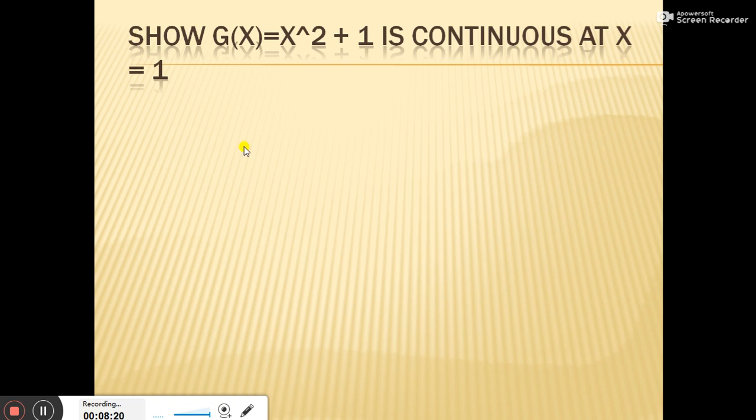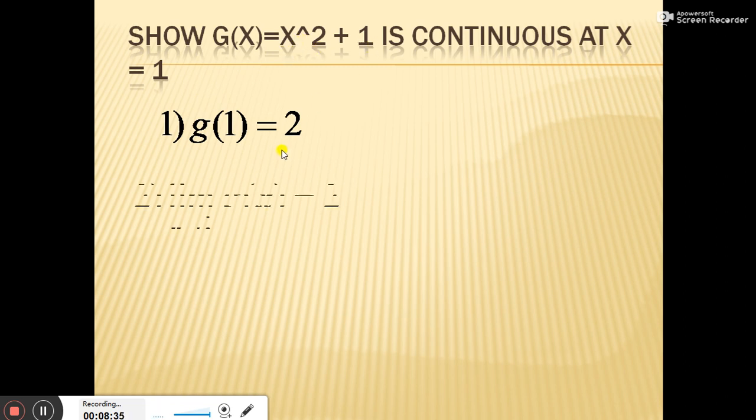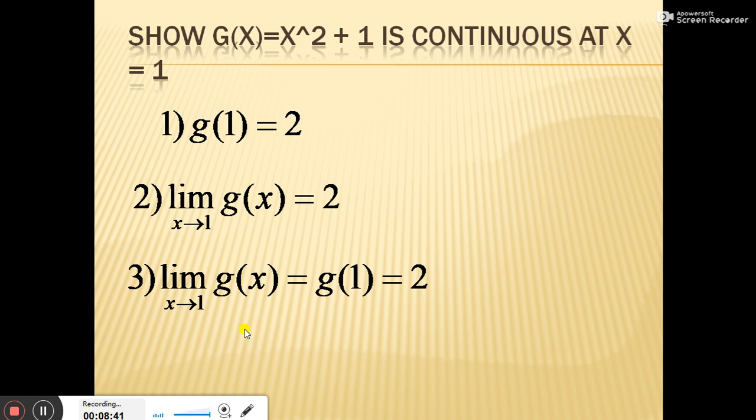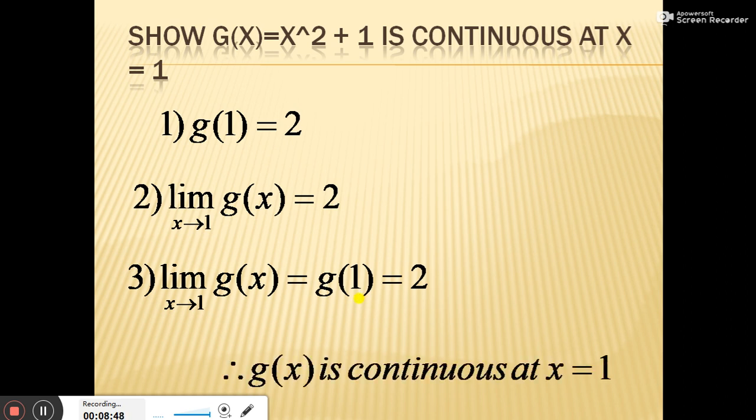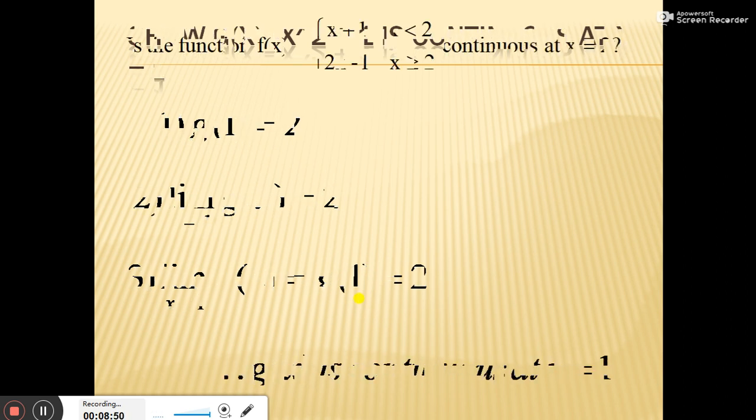And now we have one example. If g(x) is equal to x squared plus 1, we have to check whether it is continuous at x equal to 1. First of all, we have to find g(1). G(1) means x is 1, it becomes 1 plus 1, that is equal to 2, and the limit of the function is also equal to 2. The limit of the function and the value of the function are both the same, and therefore this function is continuous at x equal to 1.